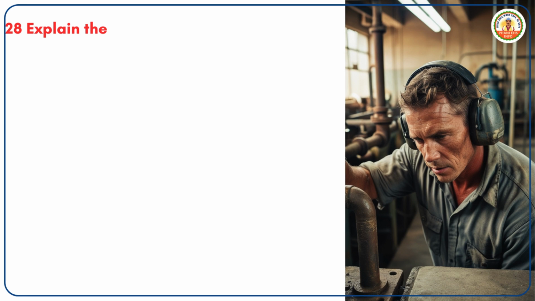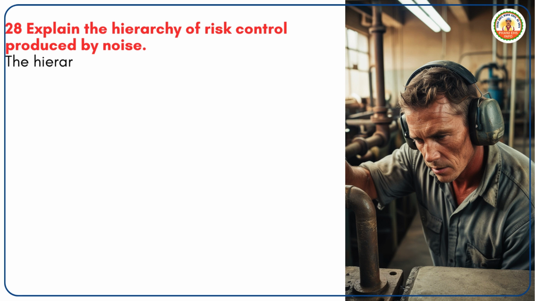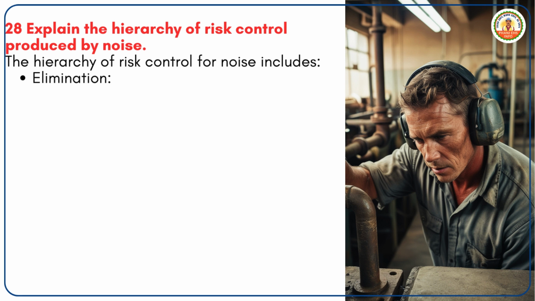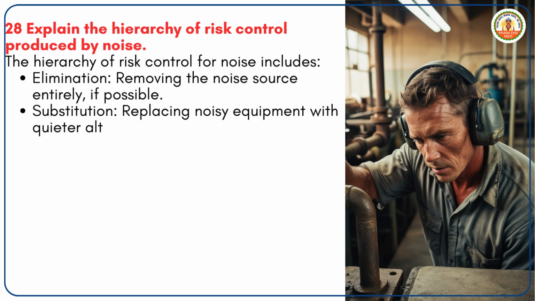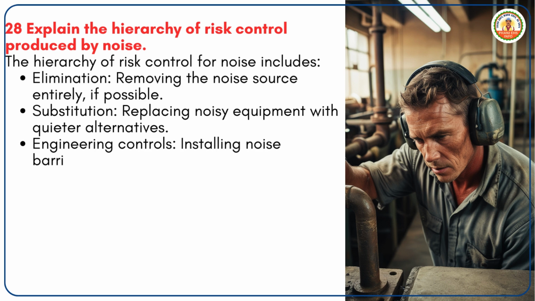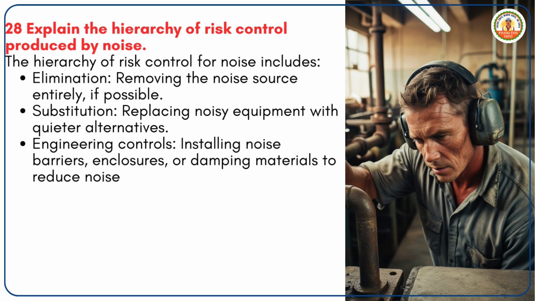28. Explain the hierarchy of risk control for noise. The hierarchy of risk control for noise includes elimination, removing the noise source entirely, if possible. Substitution, replacing noisy equipment with quieter alternatives. Engineering controls, installing noise barriers, enclosures, or damping materials to reduce noise levels.